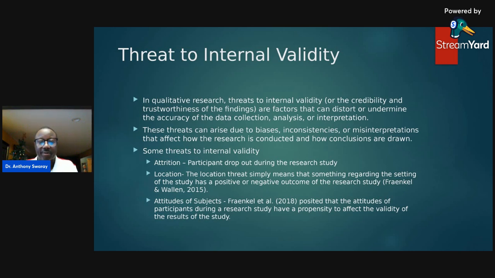Attitudes of the subject. How are your participants behaving? Are they having a positive attitude or negative attitude towards it? Are they willing to talk to you? Are they willing to explain things to you? So all of these are threats to internal validity during the research process. So you're going to write about these in chapter 3. So you saw that we started from the introduction all the way until threats to internal validity.